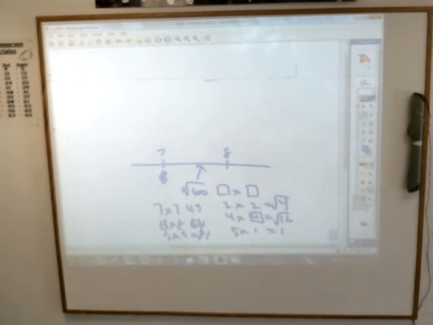Again, remember it's not 60 divided by 2. People are getting that confused all the time. It's not half of 60, it's what number times itself gives you 60.